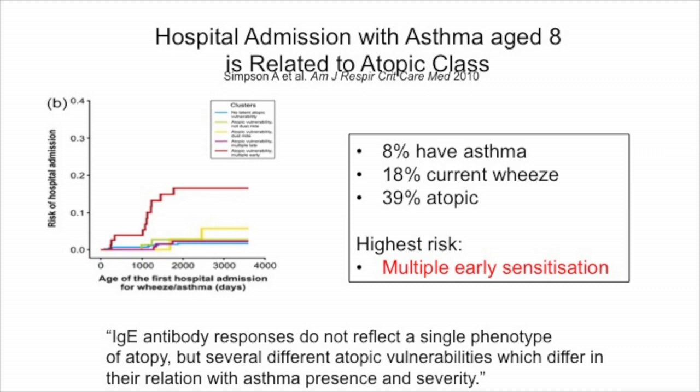So they're pretty robust about the outcome. What they found is that at the age of 8, you have an 8% chance of having asthma. You have an 18% chance of having current wheeze. Of course, some of those will go on to have asthma confirmed. And 40%, or 4 in 10, will be atopic.